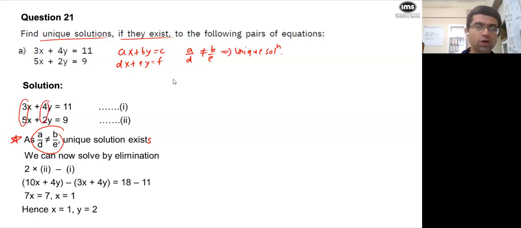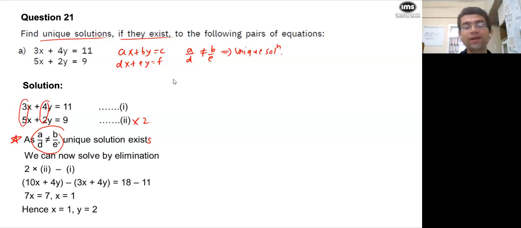3 upon 5 is not equal to 4 upon 2. Otherwise, a unique solution will not exist. We'll also see examples of that scenario. Here, a unique solution exists. So now I'm just going to multiply the second equation by 2, subtract it from the first one. I'm sure you know how to solve simultaneous equations, these are very small values. So I will get x is equal to 1 and y is equal to 2.